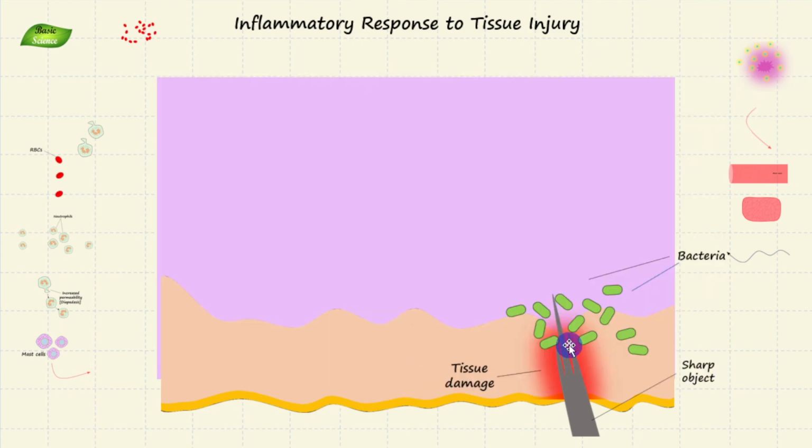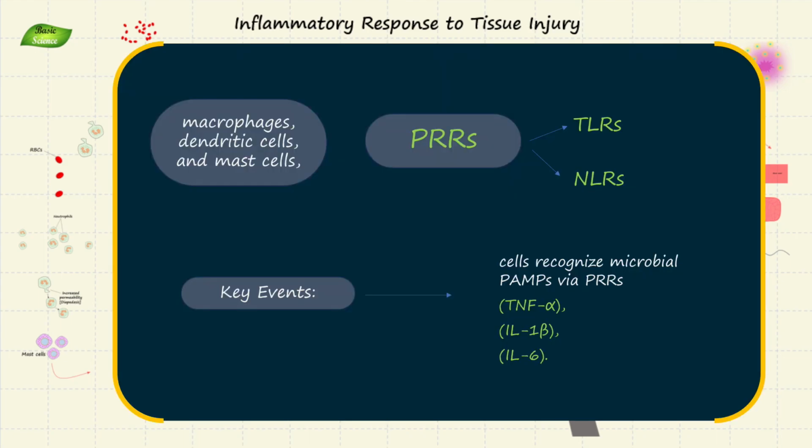The second event in this case is the microbial entry into our body, and I've shown you that the cells in our body, for example, macrophages, dendritic cells, and mast cells, are going to respond against these bacteria, and they will detect them through PRRs. They are known as pathogen pattern recognition receptors, such as toll-like receptors and NOD-like receptors.